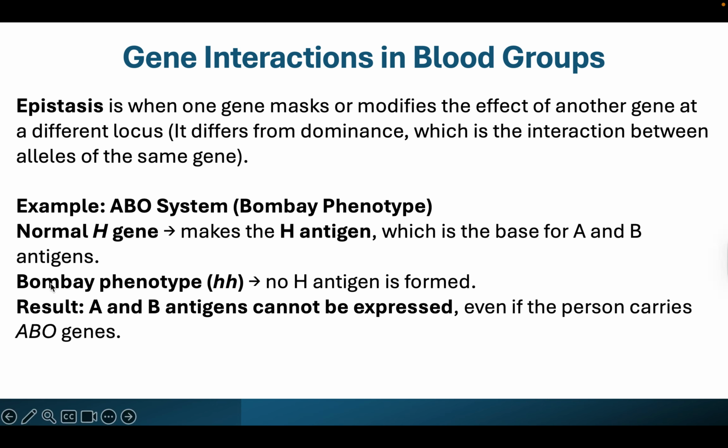And this is what happens in the Bombay phenotype. Because there is a mutated H gene, I don't have the H antigen, so no H antigen is formed. As a result, the A and B antigens cannot be expressed even if the person carries a normal AB gene.